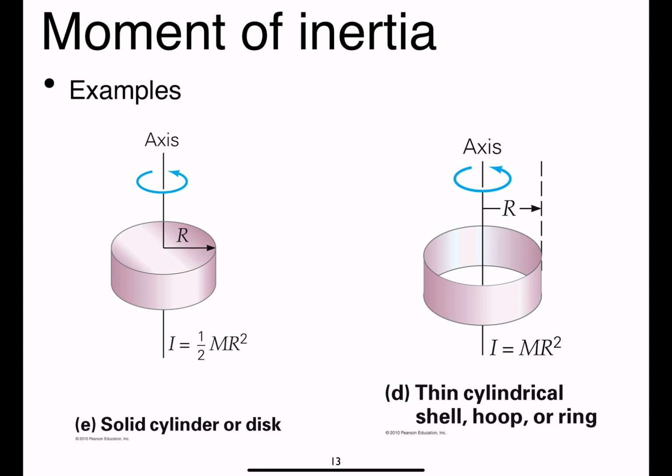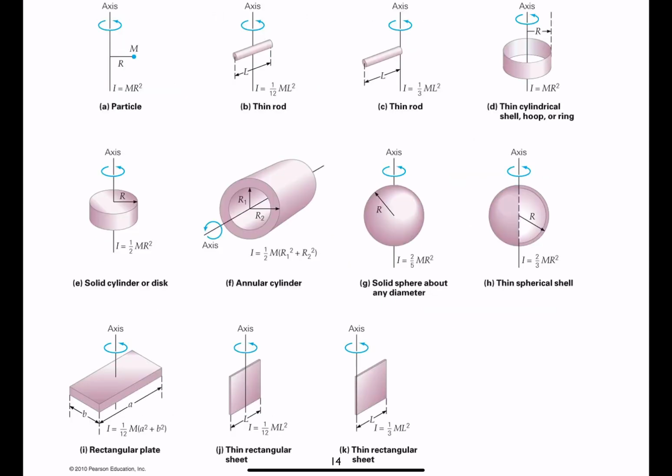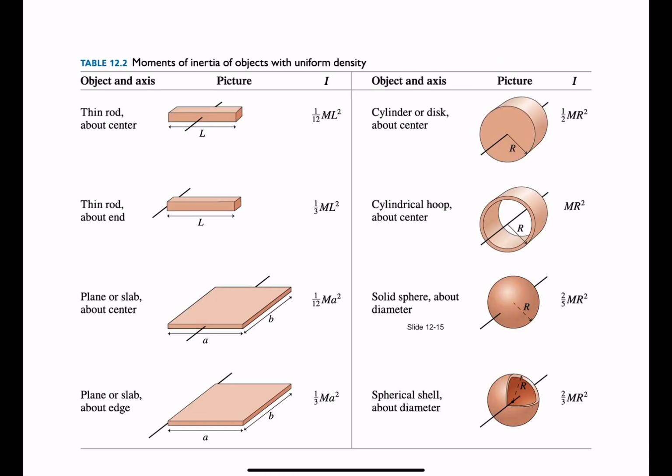So moment of inertia is different for different objects. For the solid cylinder or disk, it's 1/2 mr squared. Hoop, shell, or ring, that is mr squared. You can see the hoop has higher inertia than the disk. For different objects, all of these are given to you here, and these will be provided to you for your finals. You don't need to memorize these.